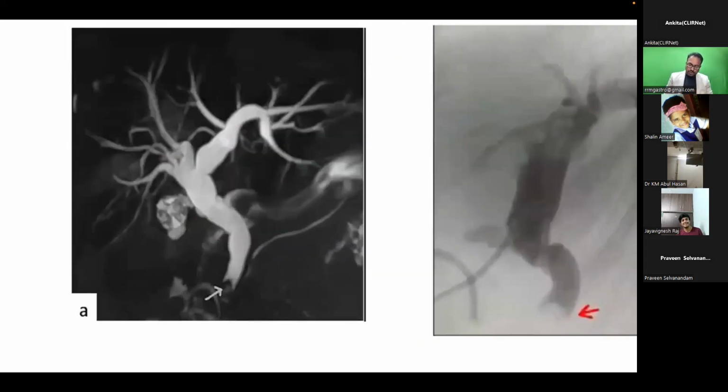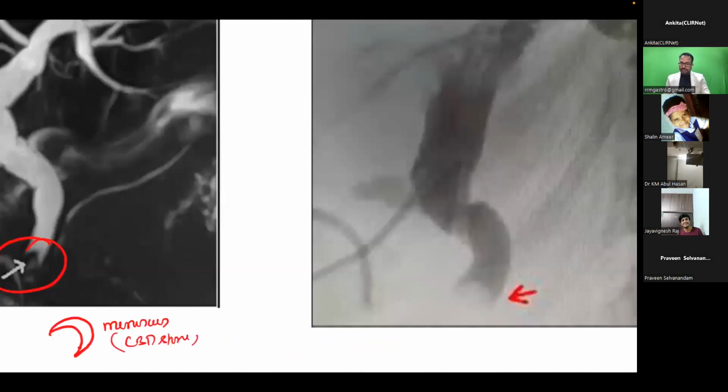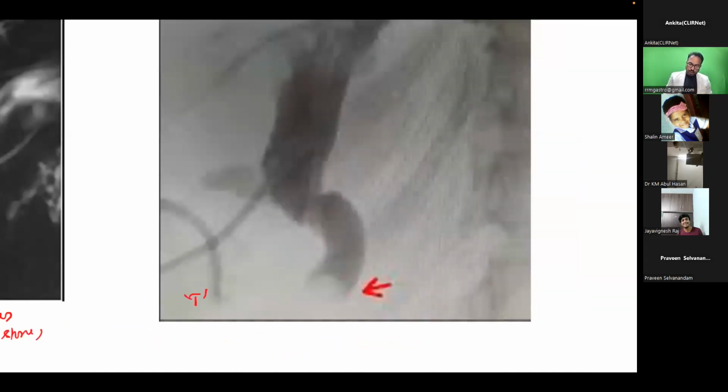And this is a picture showing you the MRCP showing a sign. What is the name of this sign? This is known as the meniscus sign. The meniscus sign is a feature of a CBD stone. There is a stone in the bile duct, and that is known as the meniscus sign. This investigation is a T-tube cholangiogram showing you the meniscus sign.